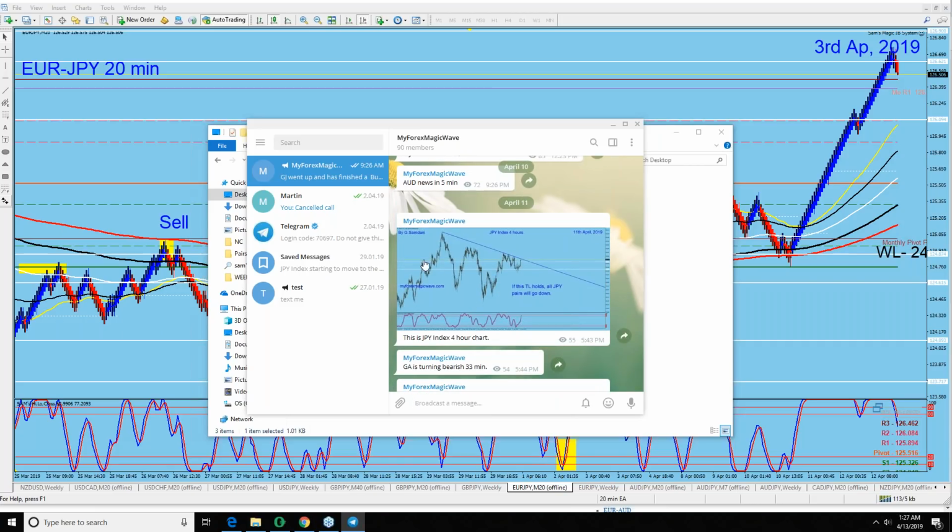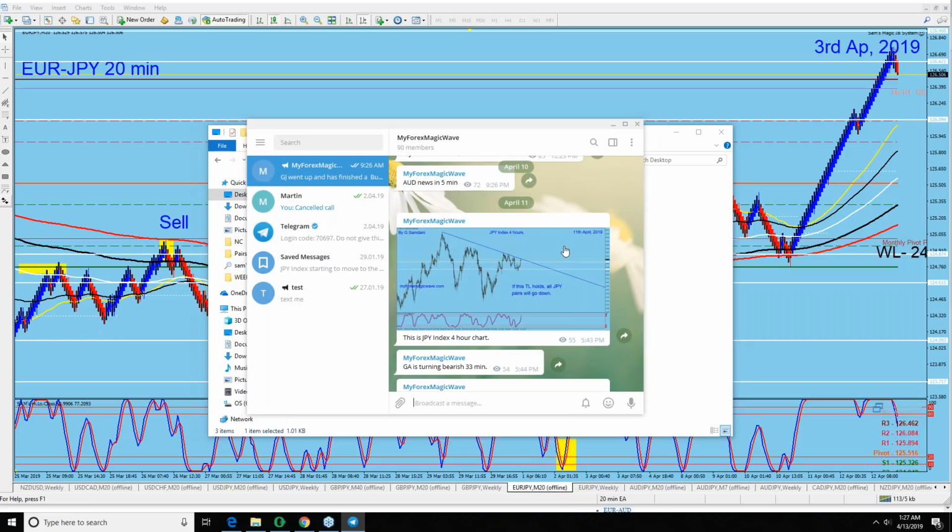Now this one, you see that I said yen index 4-hour chart. If this TL holds, all yen pairs will go down, but this TL didn't hold. It went up. The price broke the TL and went up. That means the opposite of this, right? If it holds and this thing drops, the pair will drop. If we break going up, I don't have to write it. It's obvious. It's implied, right? So that's exactly what happened, and that's why I took the USD yen long and Aussie yen long going there.